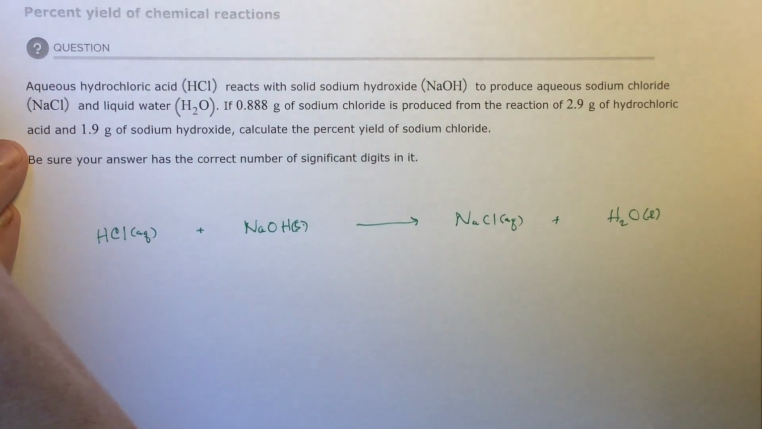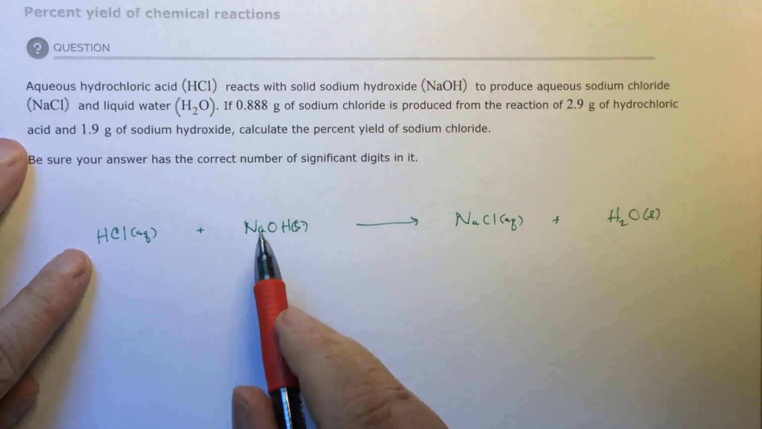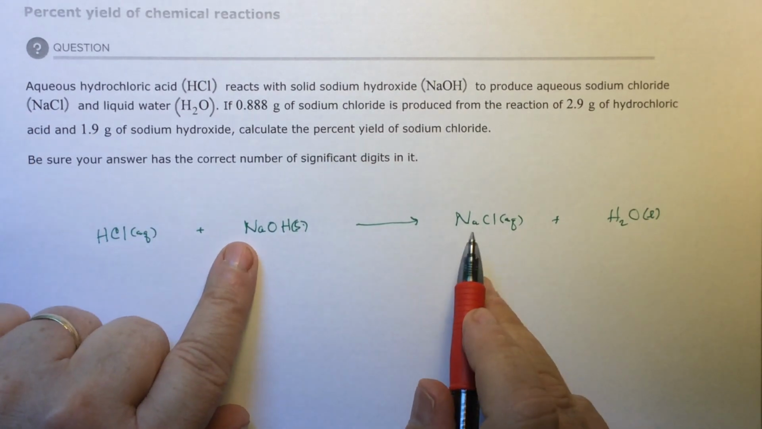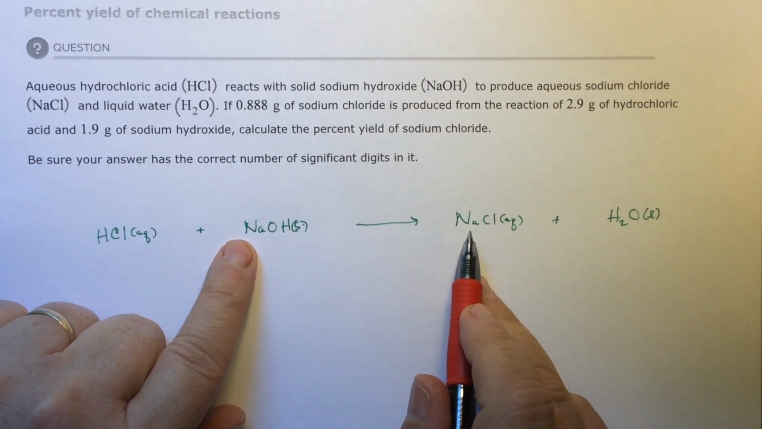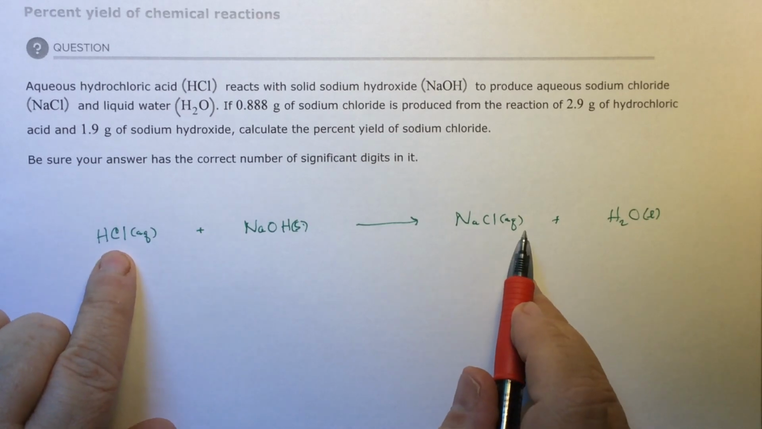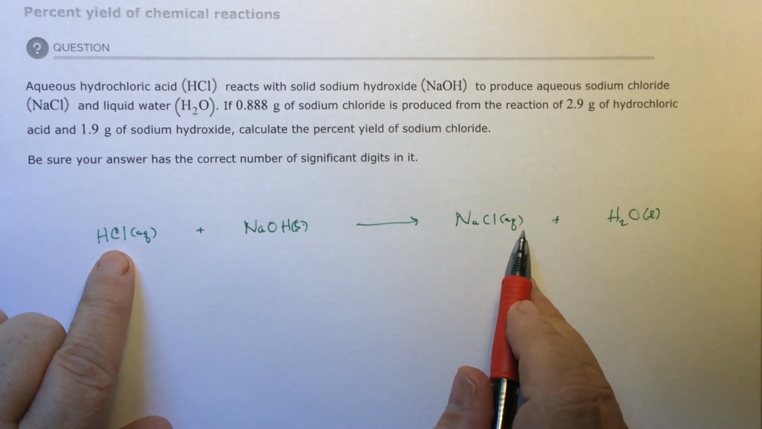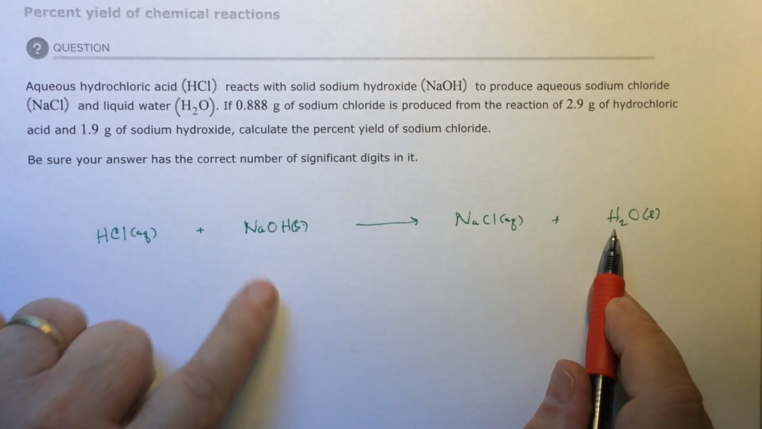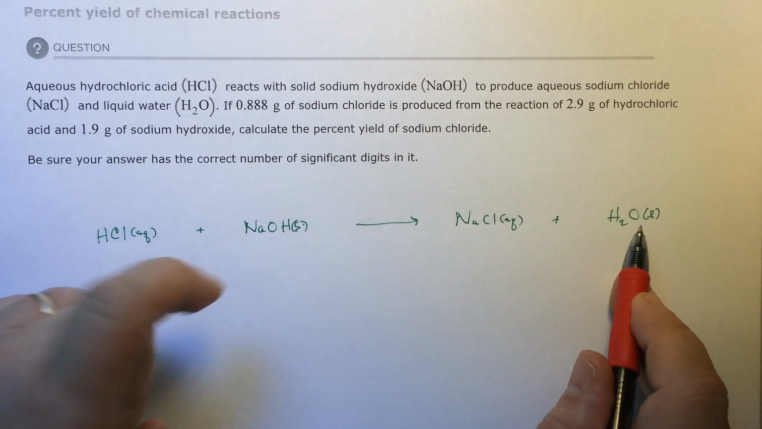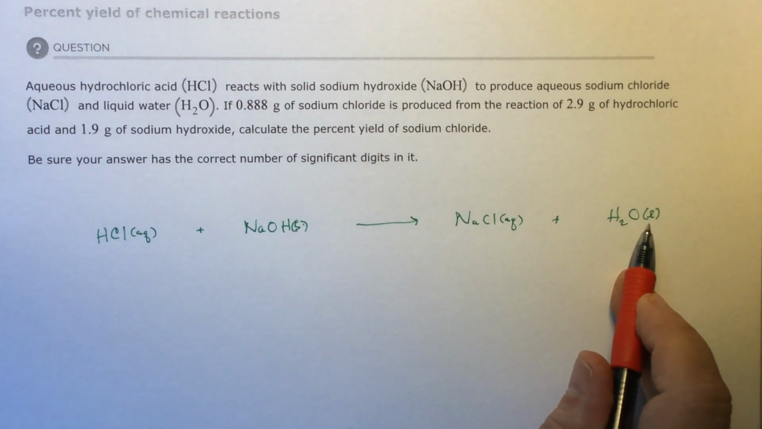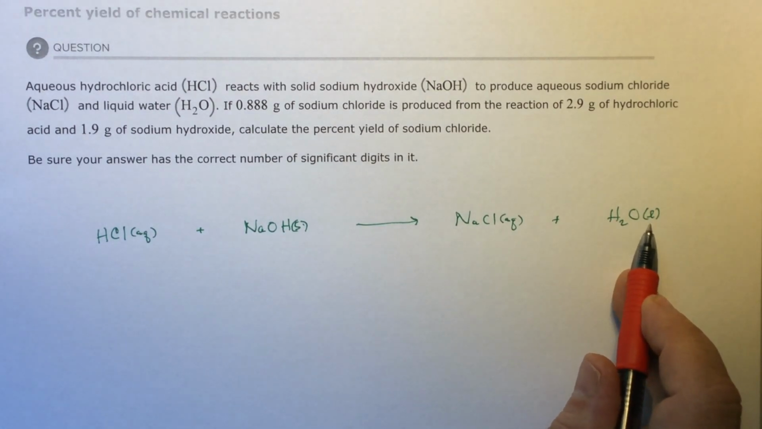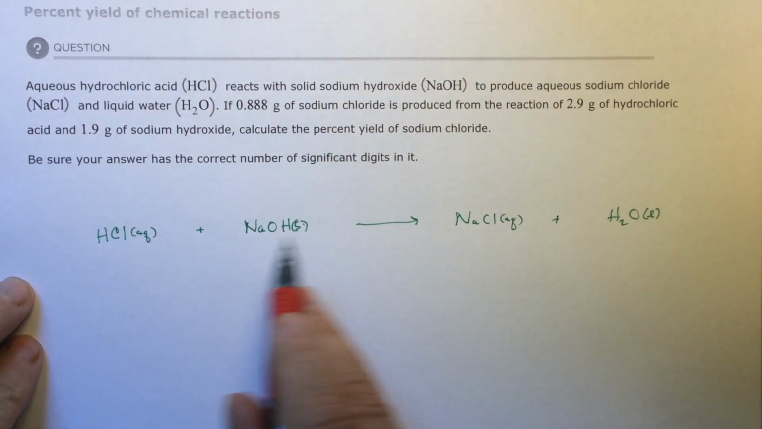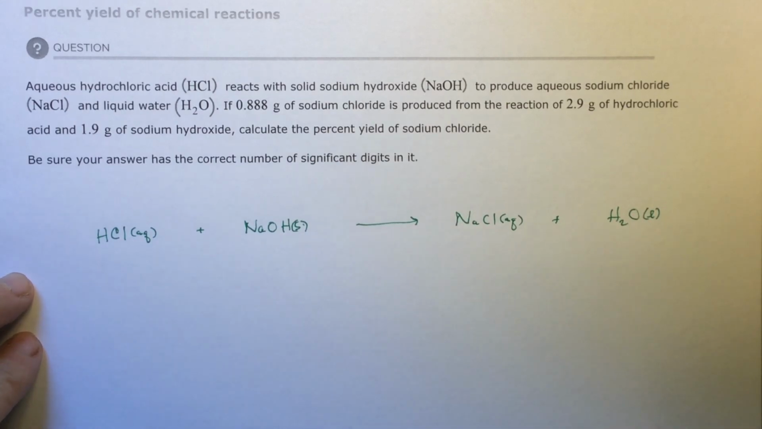Alright, now we have to balance it quickly. I've got sodium and sodium, that's fine. I've got chlorine and chlorine, that's fine. I've got 2 hydrogens, that's fine. 1 oxygen, 1 oxygen, that's fine. So it's balanced the way it is. They're nice to us this time. Okay, so it's a 1-to-1 to 1-to-1 relationship.